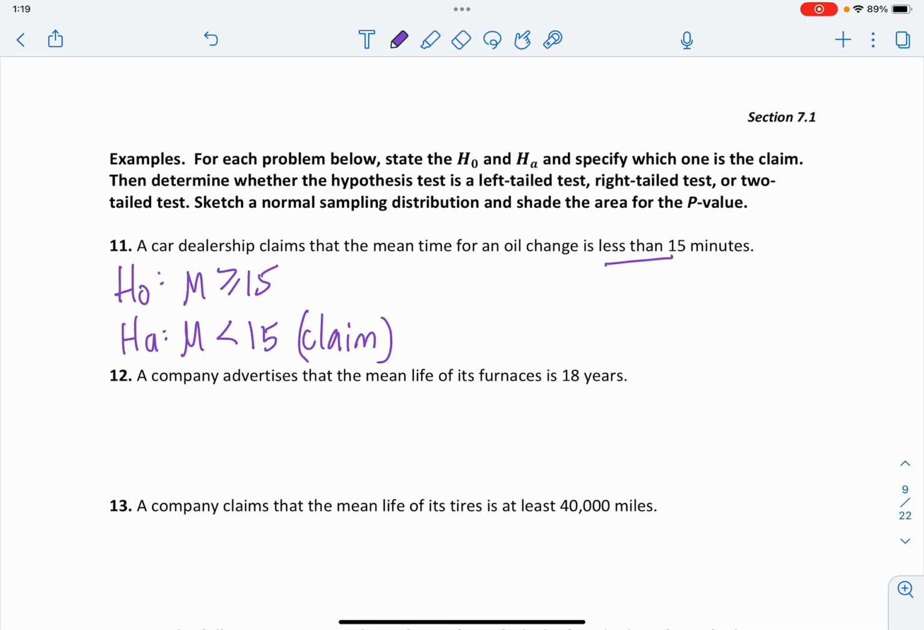Okay, so what type of test is this? Well, we'll look at the HA symbol, right? Less than, left tail. Okay, so this is a left-tailed test. And you can draw it out. It would just be the normal distribution with a left tail.